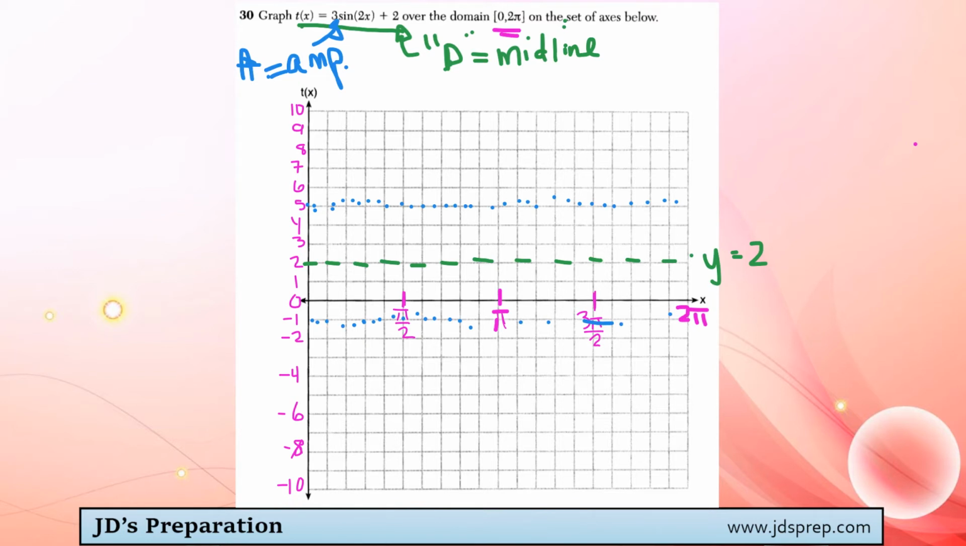Now the next piece of information we can figure out is the period. And we're going to use this b value, which is the coefficient in front of x, to help us do that, because we know the formula that the period is equal to 2 pi over b. So if we calculate it out, 2 pi over 2 is equal to pi. So that means we have a period of pi.